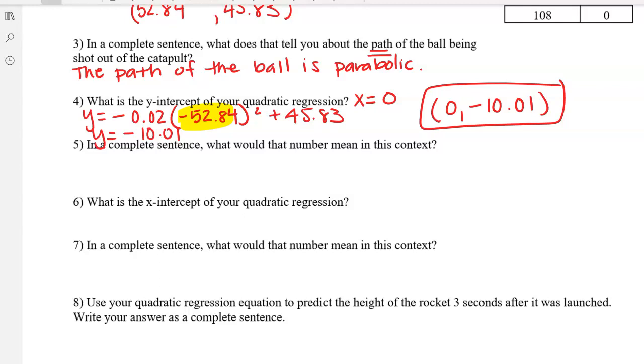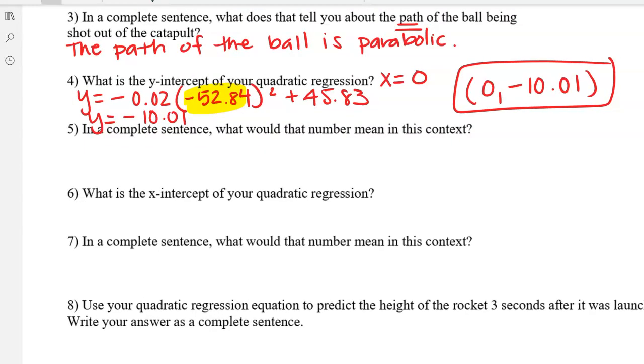Does this number make sense? No. Would you agree the catapult should be above ground? If it's above ground, it should be 0 or higher. Would you guys agree with that statement? A negative height means it's below the ground. So this number does mean when the ball is at the catapult, right? It's underground about how many feet?